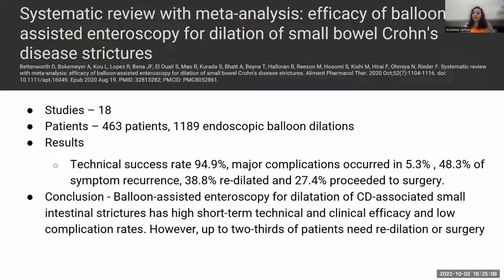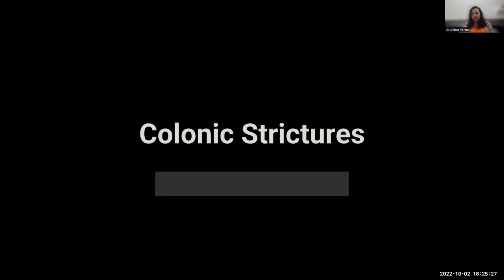Around 48% had symptom recurrence, 38% needed redilatation, and 27% needed surgery. To conclude, balloon-assisted enteroscopy for dilatation of Crohn's-associated small bowel stricture has short-term technical and clinical efficacy and a low complication rate. However, 2/3 of patients need redilatation or surgery.